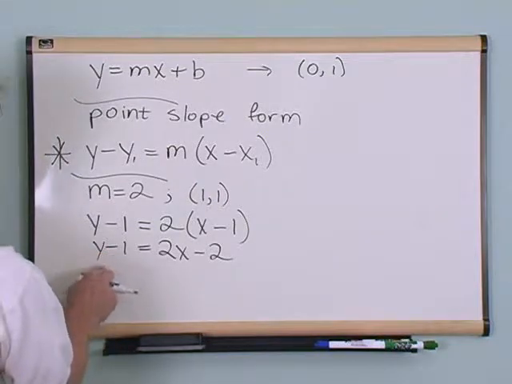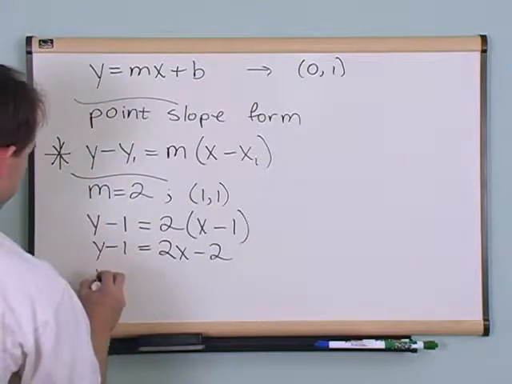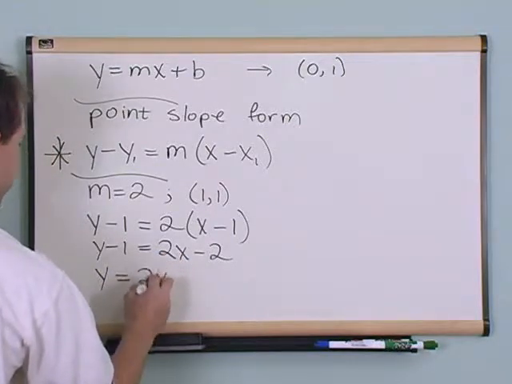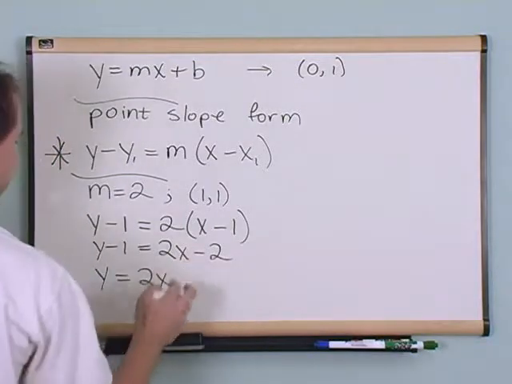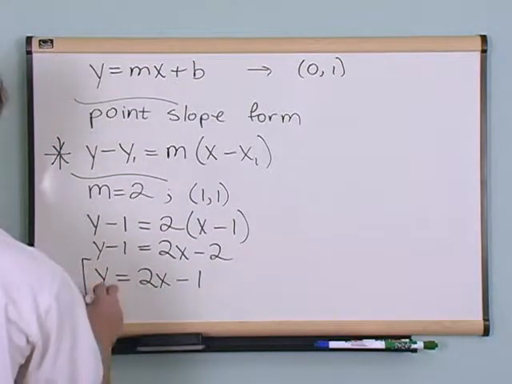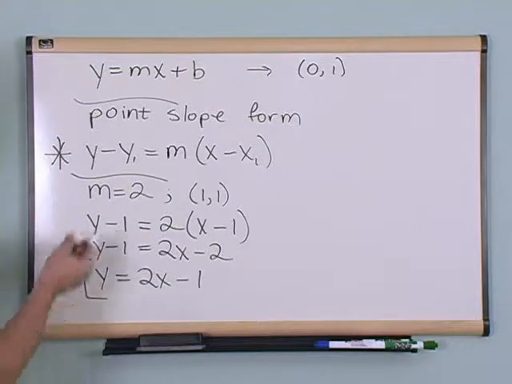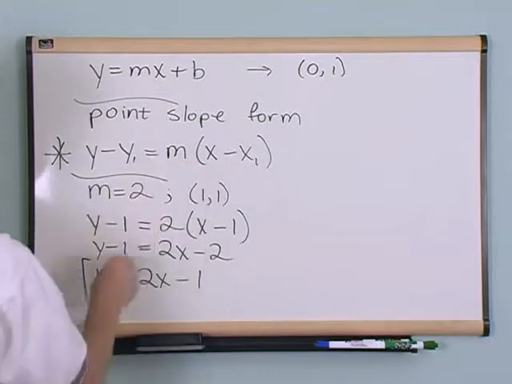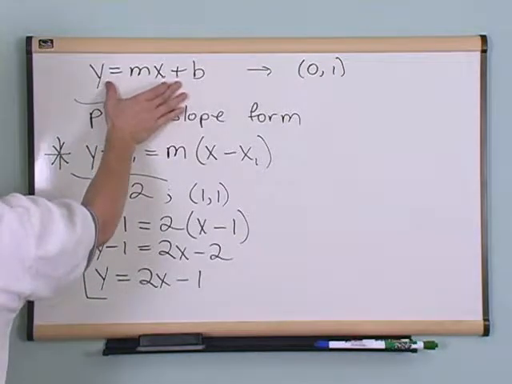Now I want to get y by itself because you know the general form of a line has y by itself, so I'm just going to solve for y equals. I'm going to add 1 to both sides, so I'm going to have 2x, I'm going to add 1 here, that's going to make this disappear. I'm going to add plus 1 here, which is going to give me minus 1. That is the equation of the line. So all I did is I knew the slope, I knew a point, and I plugged it in this equation, and I simplified it a little bit, and I came up with the equation of a line that looks very familiar.